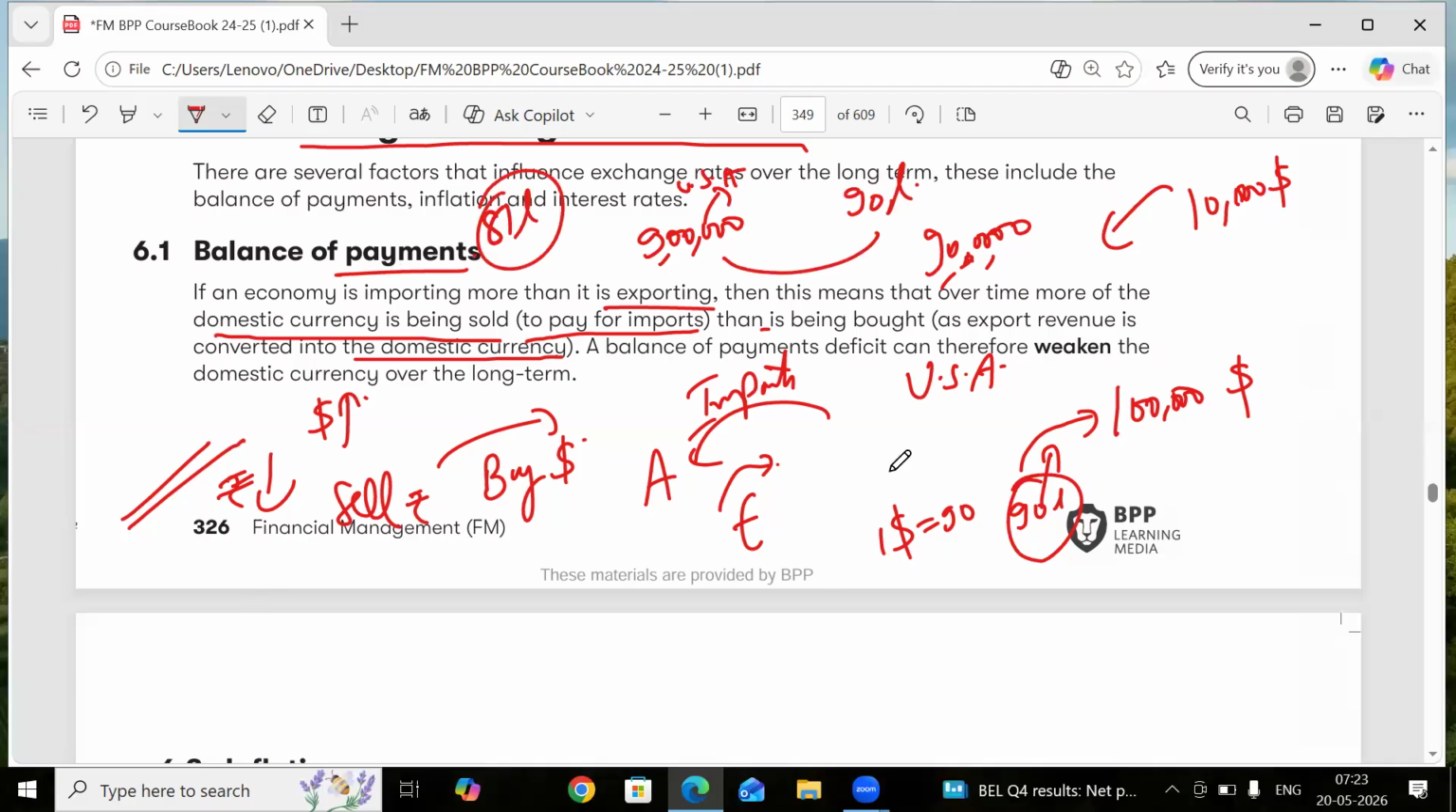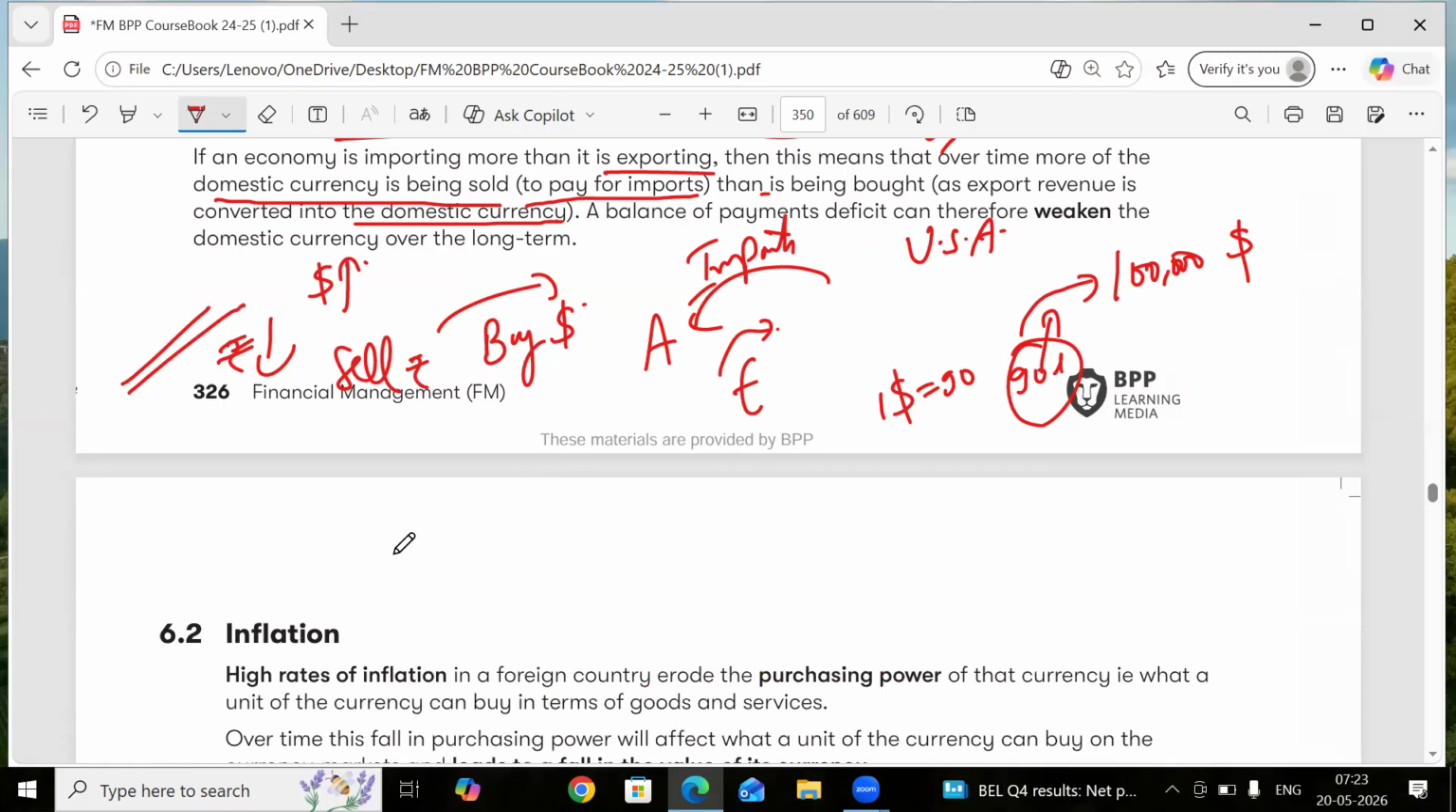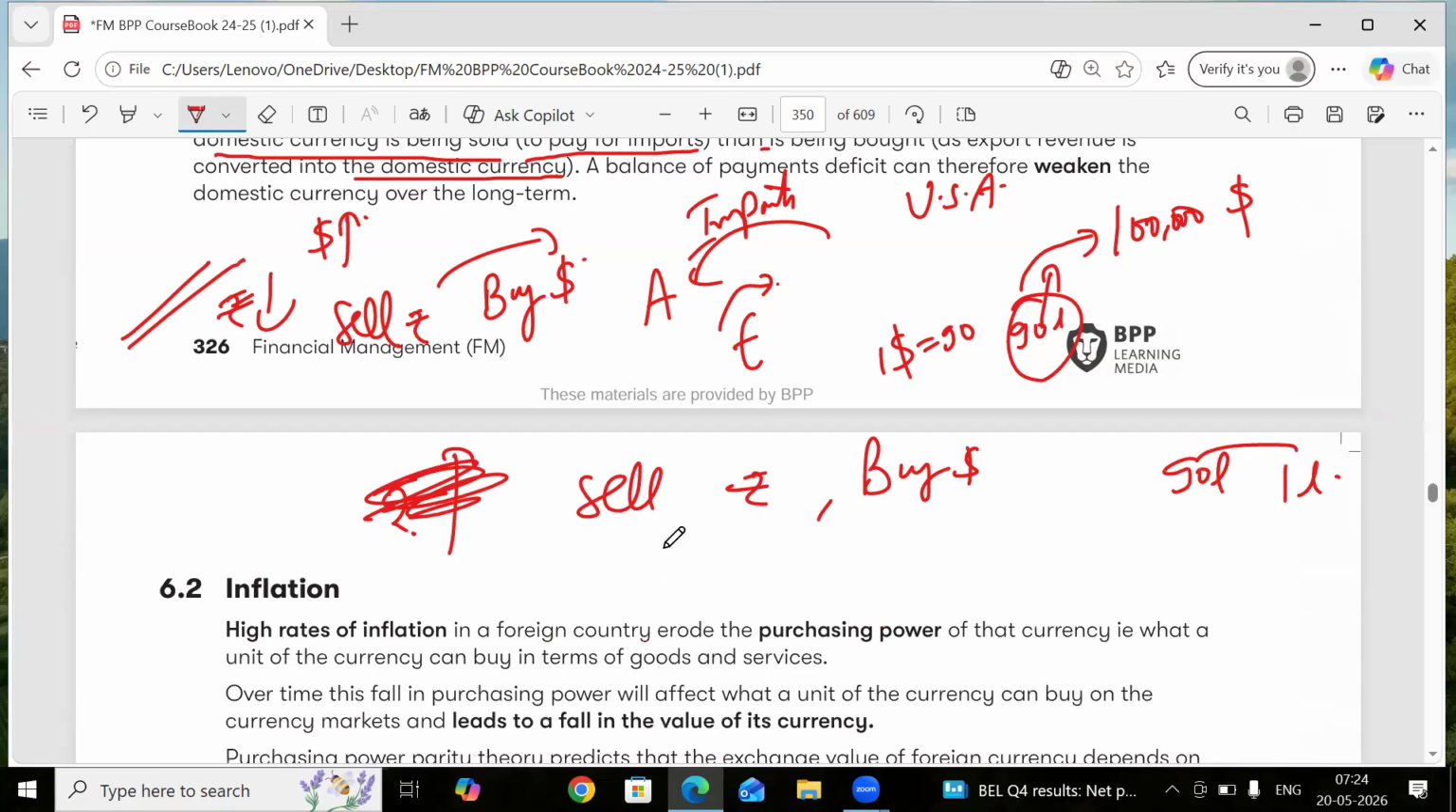Now what happens if you buy more goods from US? You need to sell rupees, buy dollars. So you have to buy so many dollars. You have to pay 90 lakh rupees to buy 1 lakh dollars. And either way, when you export goods, you get dollars.